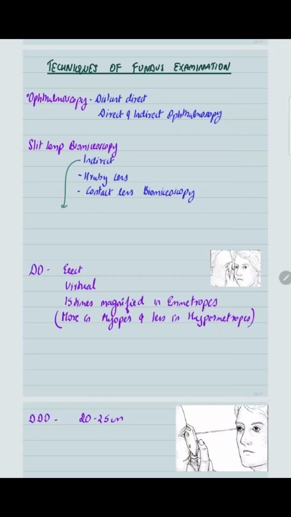Next, techniques of fundus examination. There is ophthalmoscopy and slit lamp biomicroscopy. Ophthalmoscopy can be distant direct ophthalmoscopy, direct ophthalmoscopy or indirect ophthalmoscopy. Slit lamp biomicroscopy can be indirect, using a Ruby lens, or contact lens biomicroscopy.